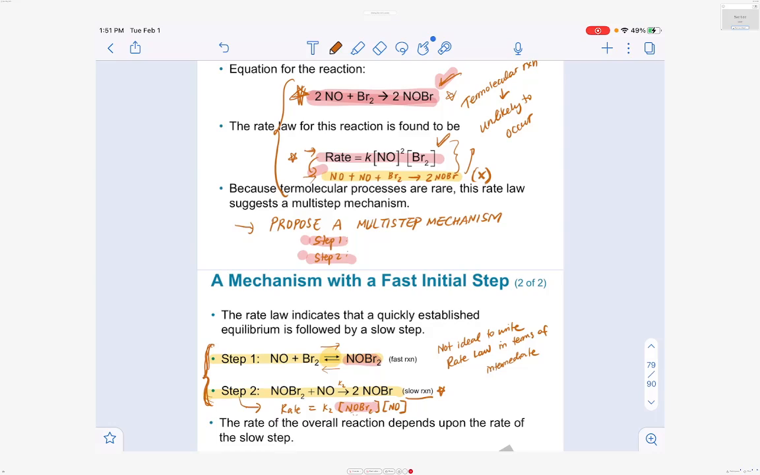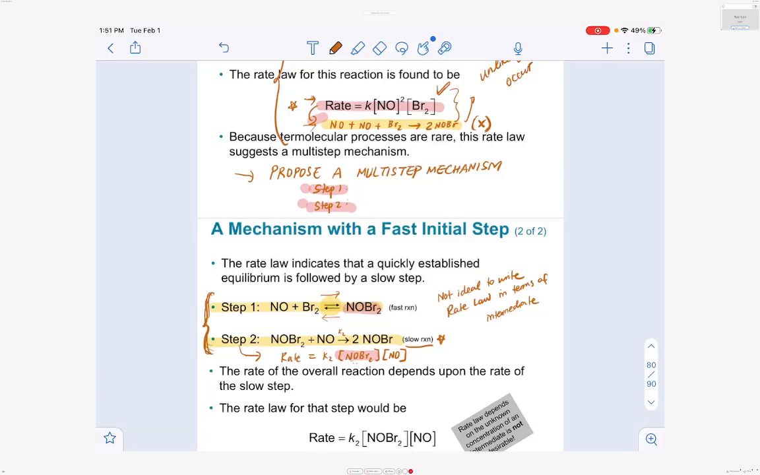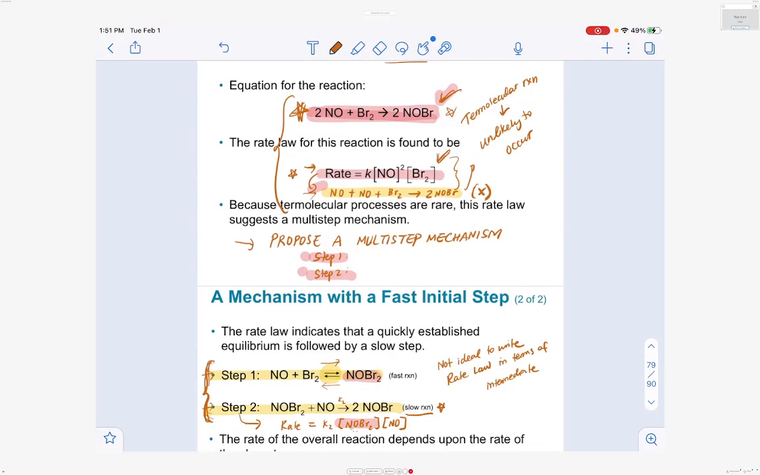Dr. Lee, are we pretty much trying to prove the validity of the equation of the reaction? Is that why we're proposing these steps? Yes. Okay, I get it now. Thank you. So we proposed two mechanisms and we want to check the validity, to see if these mechanisms that we proposed agree with the experimentally provided information or not.